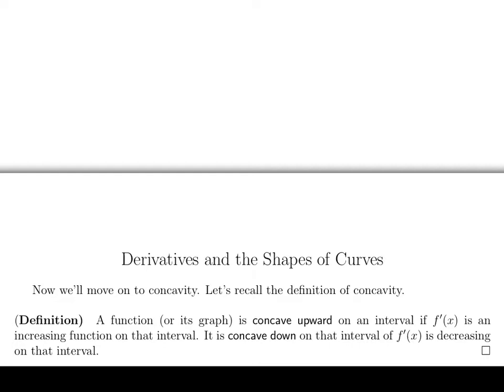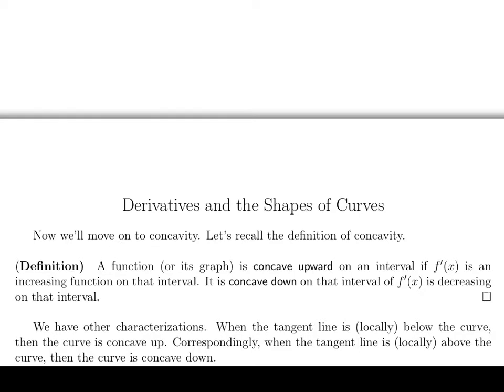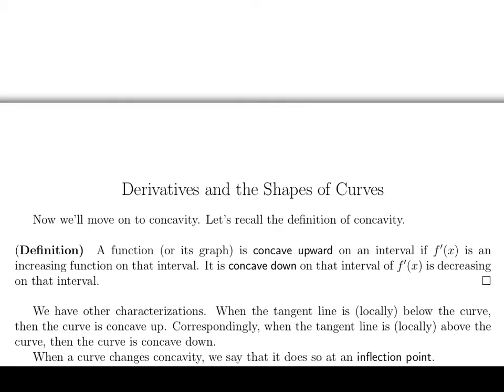Now remember that we're not saying that the original function is an increasing function. We're saying that f prime is increasing or f prime is decreasing. Now we've got some other characterizations. For instance, we talked about how if the tangent line is, at least locally, below the curve, then the curve is concave up. Now if the tangent line lies above the curve, at least locally, then we'll say that the curve is concave down. Remember that we also said that whenever a curve changes concavity, it does so at an inflection point.